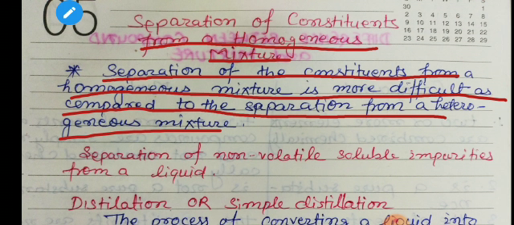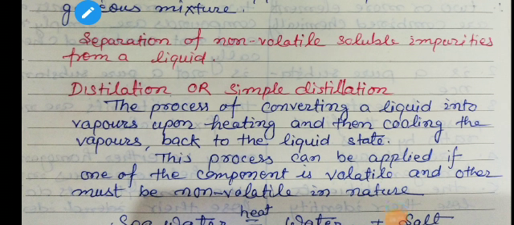So students, in this case, first we'll discuss the separation of non-volatile soluble impurities from a liquid. We can take the example of seawater, students. Seawater, as we all know, contains some dissolved salts. It may be sodium chloride, potassium chloride, etc., as impurities. But these are non-volatile in nature, and this means that even upon strong heating, these salts do not change into vapors.